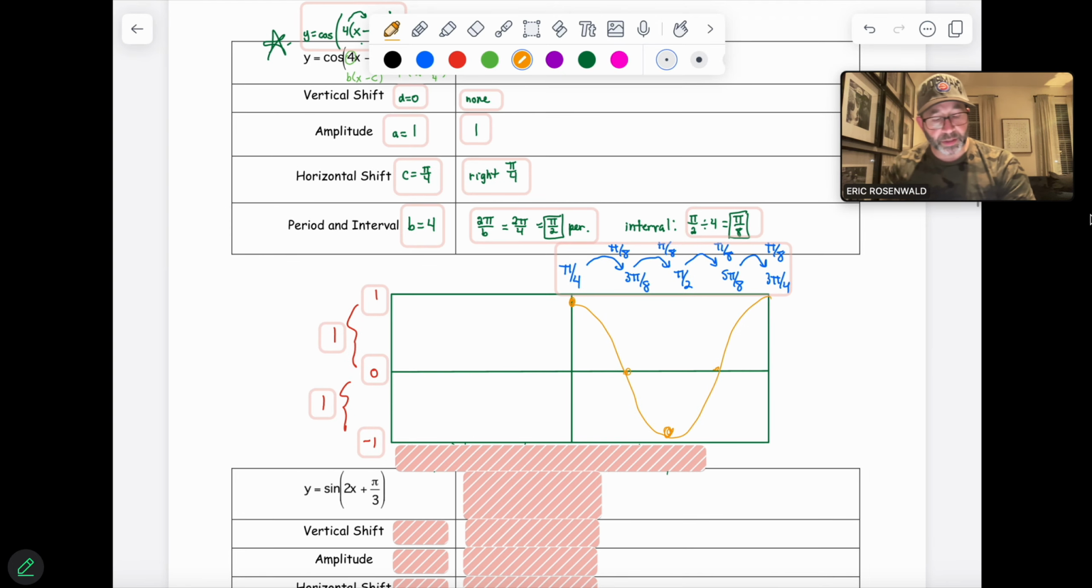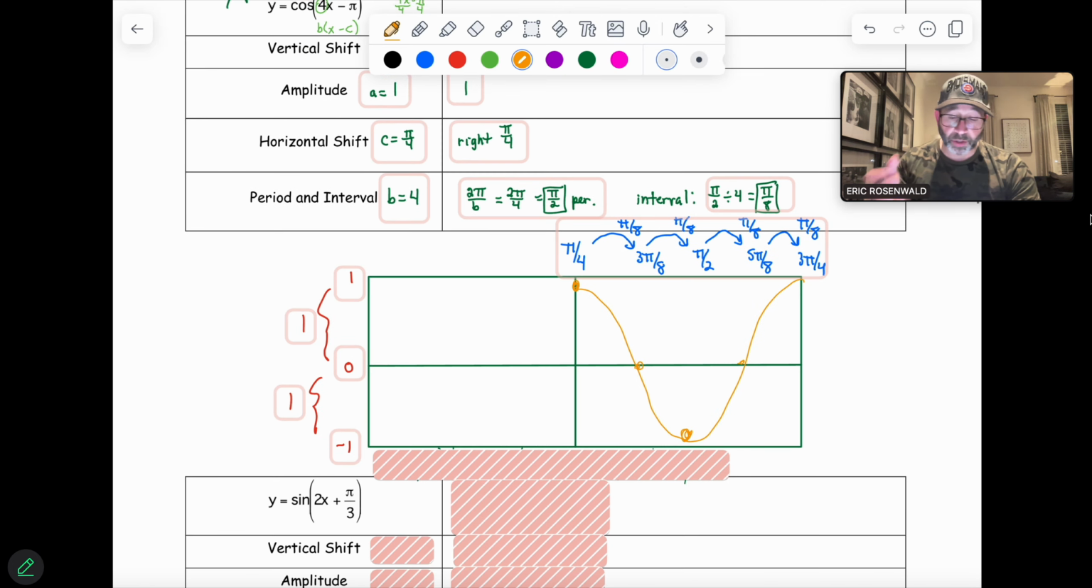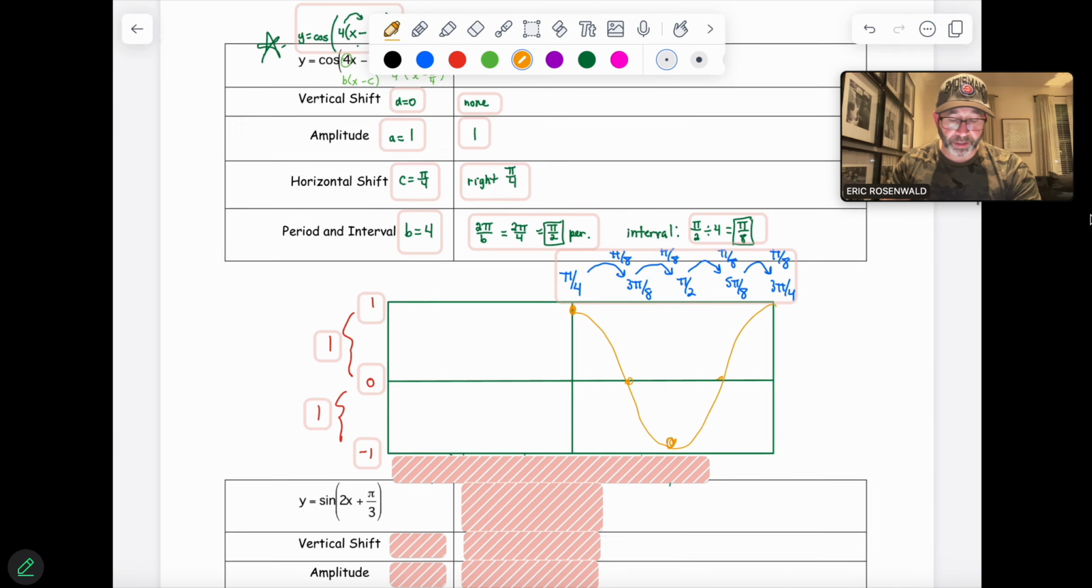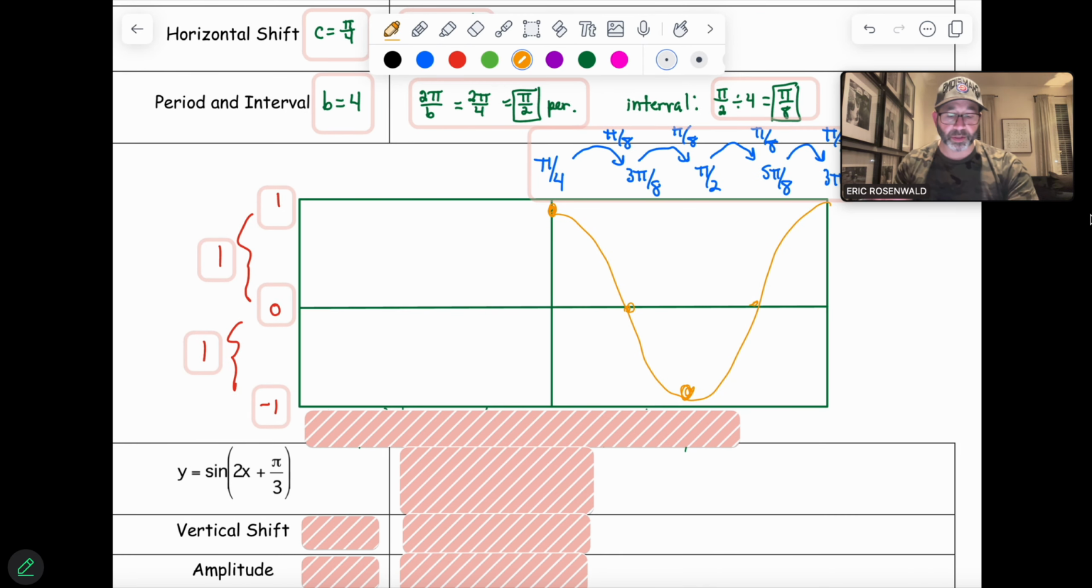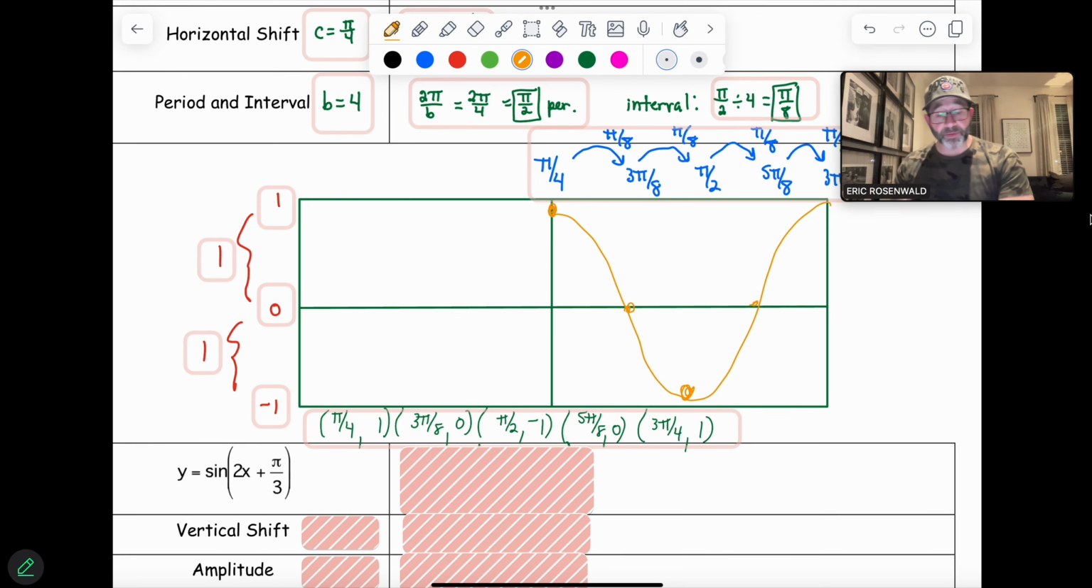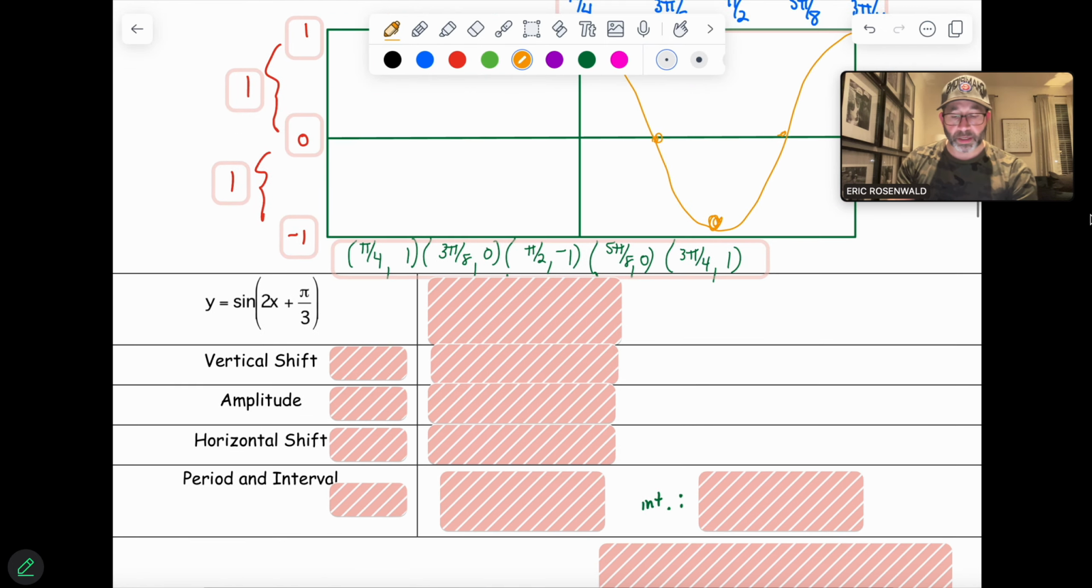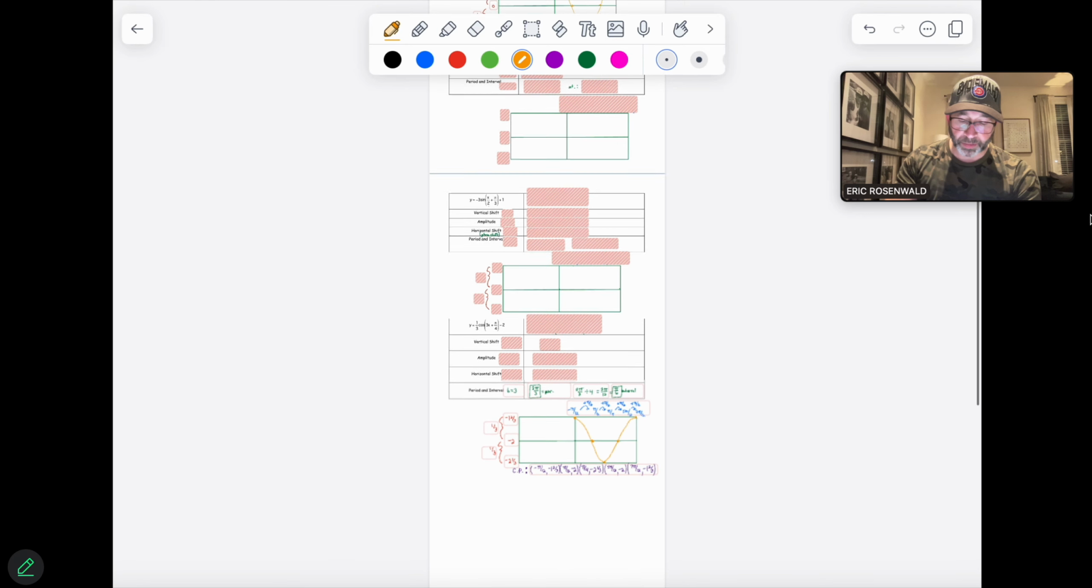We'll go ahead and put together those, and there's no reflections in this, so we don't have to worry about any reflections. Let's go ahead and put those values into our critical points. We end up with pi over 4, 1, 3 pi over 8, 0, pi over 2, -1, 5 pi over 8, 0, and then 3 pi over 4, 1. All right, a couple more examples doing this where we're going to be factoring out.